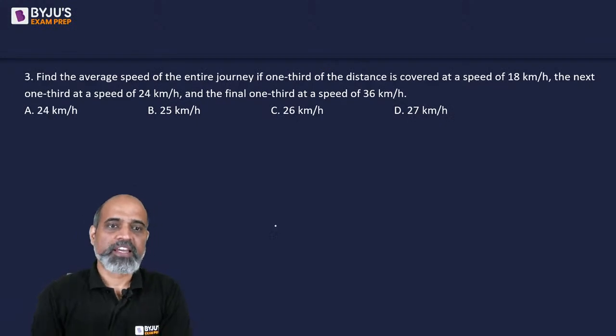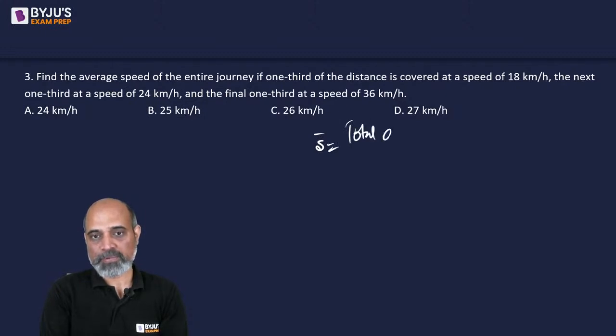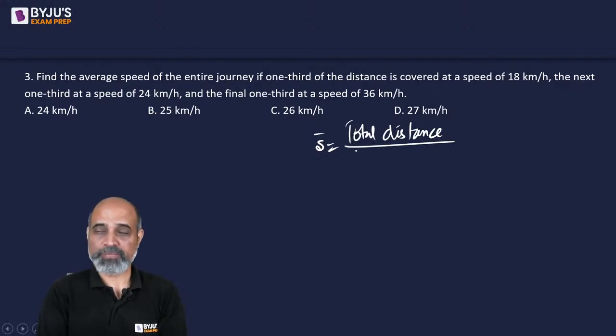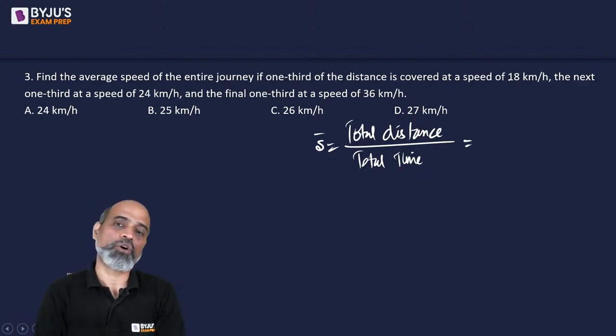Next one. Find the average speed of the entire journey if 1/3 of the distance is covered at a speed of 18 km per hour, the next 1/3 at a speed of 24 km per hour, and the final 1/3 at a speed of 36 km per hour. The formula for average speed is total distance upon total time. Here, the total distance is not given. It simply says 1/3, 1/3, 1/3 of the total distance. So you can assume the total distance to be anything. I will assume the total distance to be a number that gets divided by 18, 24 and 36, all three of them.